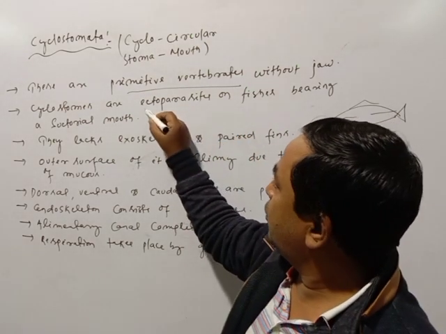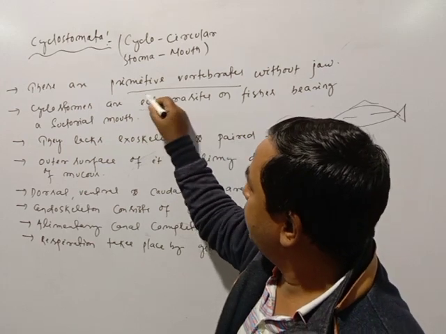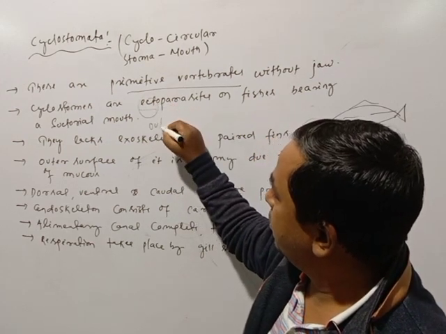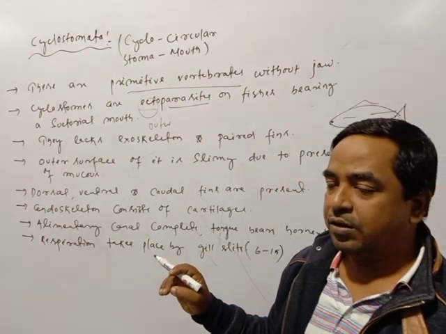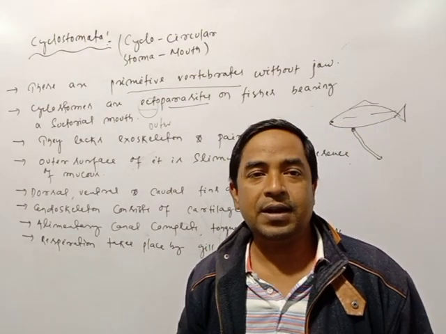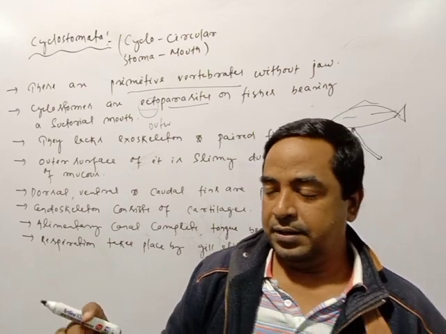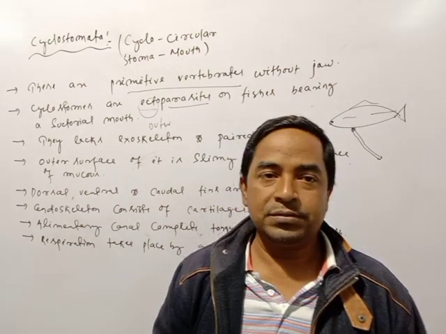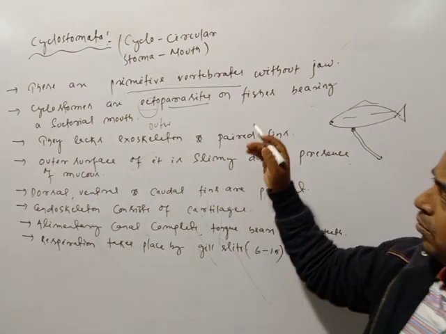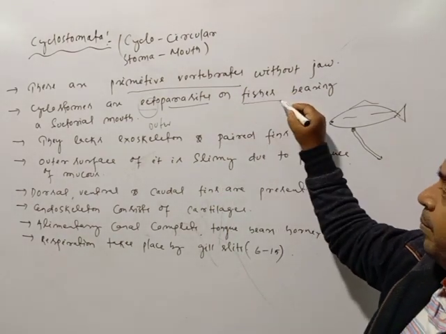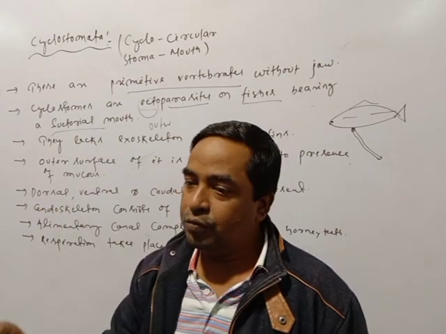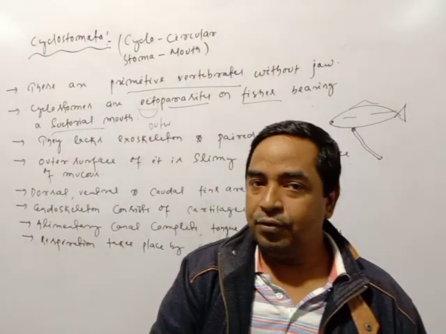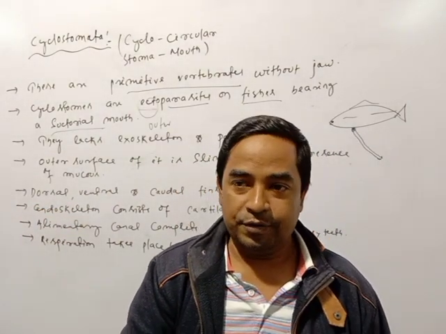So these are ectoparasites. Ecto means outer. Parasites are minute creatures which depend on a large organism for food, shelter, etc. So ectoparasites on fishes bearing a suctorial mouth. Suctorial mouth means the mouth is helpful in sucking body fluids.